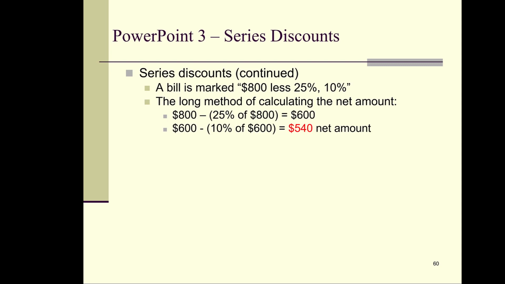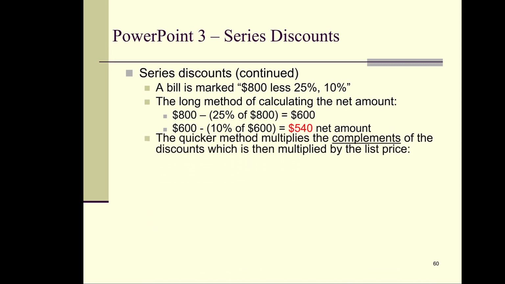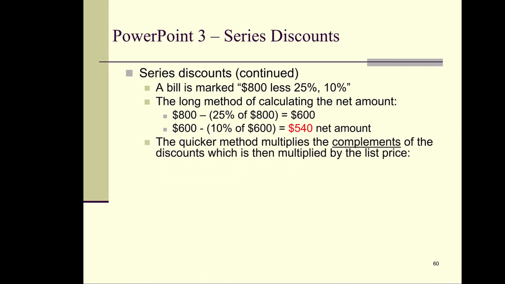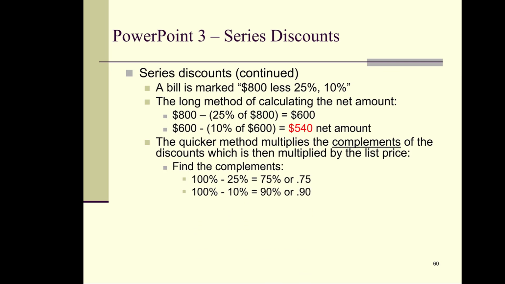But there is a quicker way to do it. The quicker method multiplies the complements of the discounts, which is then multiplied by the list price. So we need to find the complements of 25% and 10%. So the complement of 25% is 75%, and since we're going to be multiplying them, we need to convert it to a decimal. So 75% is equivalent to 0.75. And then we calculate the complement of 10%, so that's 90%. And we have to convert that to a decimal, so that's 0.9 or 0.90.